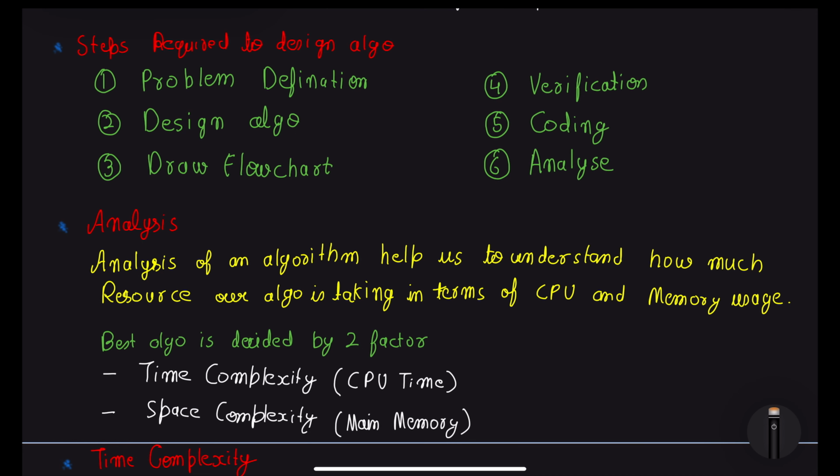So we will verify the algorithm for different input and check if we are getting the required output. Next point is coding. So after all the verification is done, we can start coding the algorithm. Last is analysis of algorithm. Here in this step, space and time complexity of algorithm is calculated. This is the most useful step for our course and we will be analyzing the algorithm throughout the course.